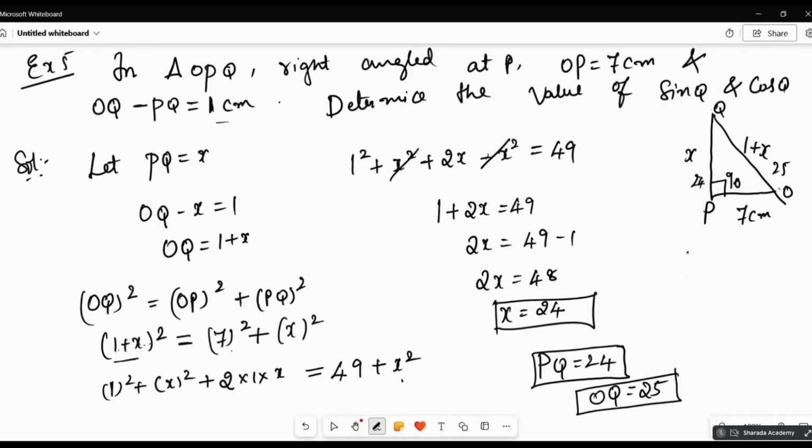Now sine Q. So sine Q is what? With respect to Q, opposite side is OP. So that is 7. By hypotenuse, it is 25. And cos Q, with respect to Q, if you consider, adjacent side is PQ, that is 24. By hypotenuse, it is 25. Now you have to calculate. Okay. Understood, right? So mark this as important problem. This type they ask many times.